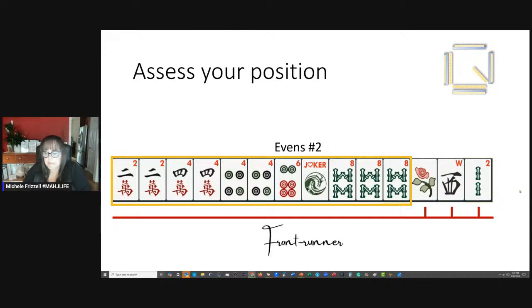For the sake of time, yes, that's correct. Front runner. This player's a front runner. They can. This is what I call being set. They could pung the 4 crack, pung the 6 dot, kong the 8 without any picks. Now, if they draw their tiles, that's even better. But they have only 3 discards. This player would likely be a winner if this is the hand after the Charleston.